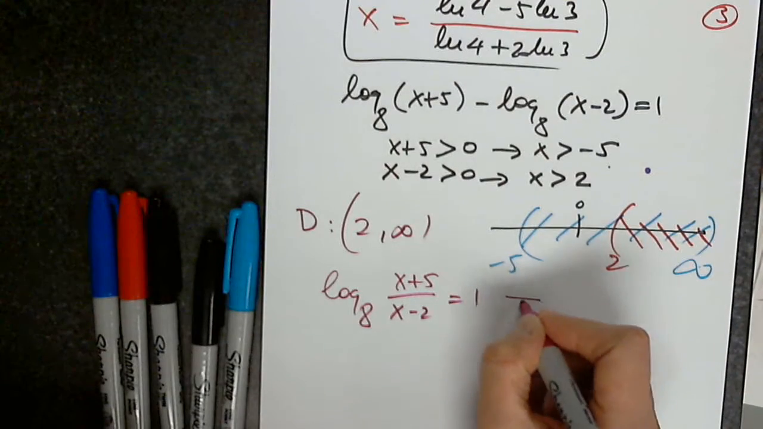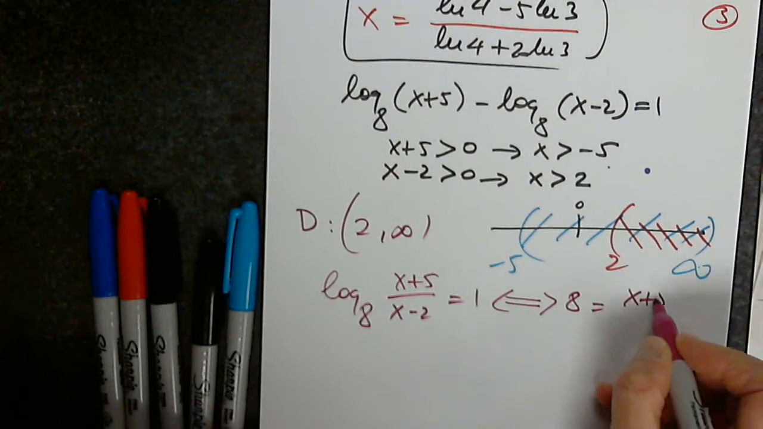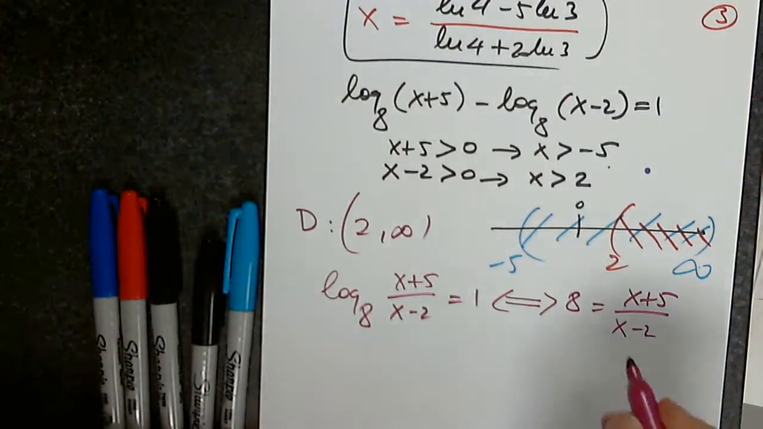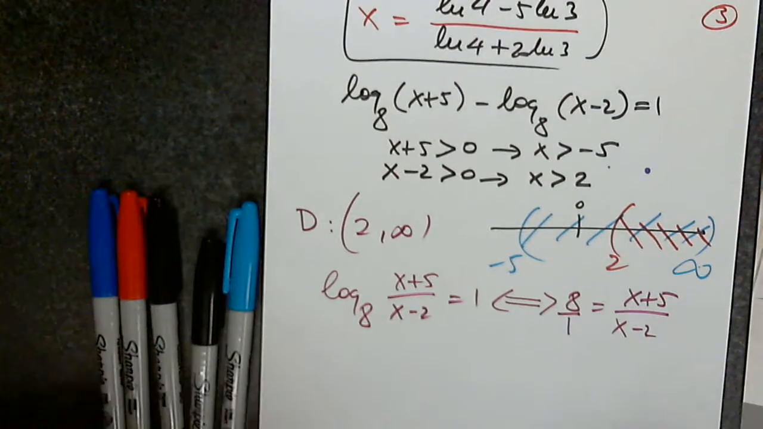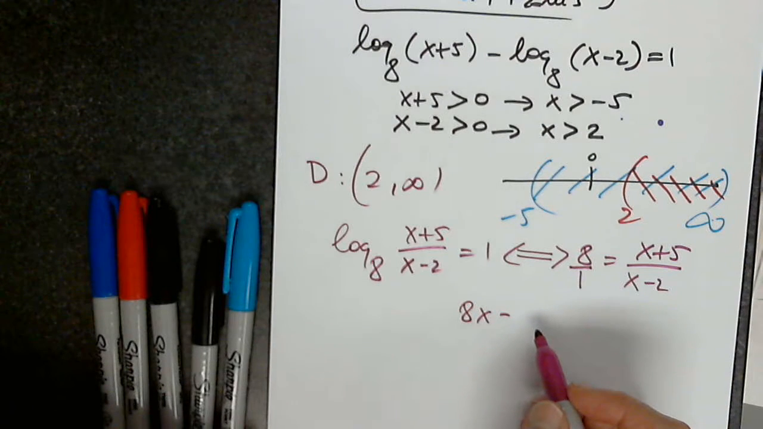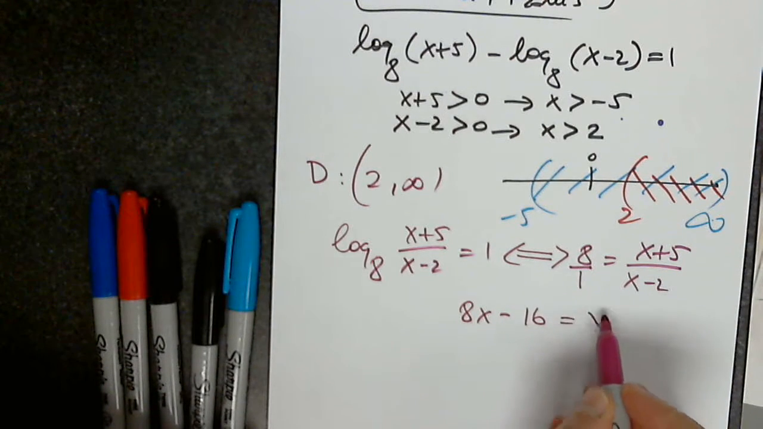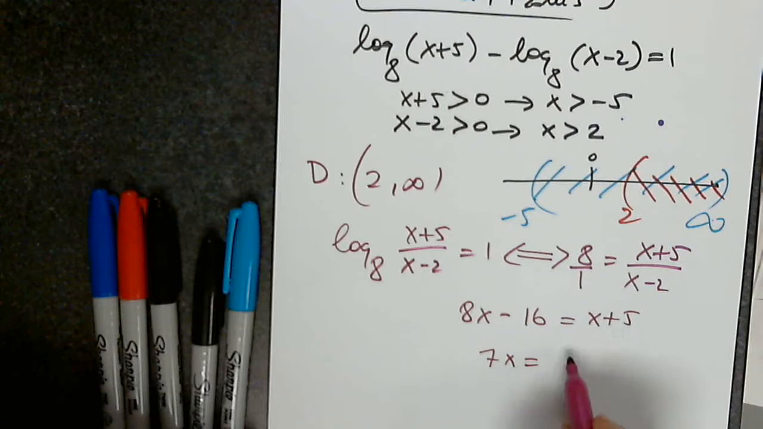Good. And then we know that any log equation, we learned in this chapter, can be replaced by 8 to the first. Right. 8 equals x plus 5 over x minus 2. But never forget what we discussed a long time ago. It's a proportion. Good. So what do I write? 8x minus 16 equals x plus 5. I subtract x. I add 16.